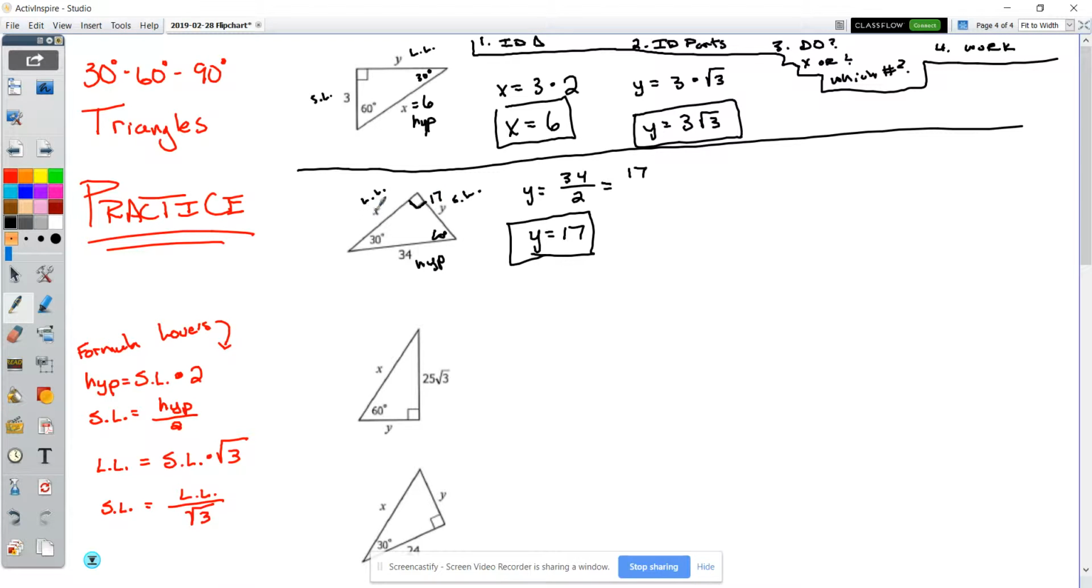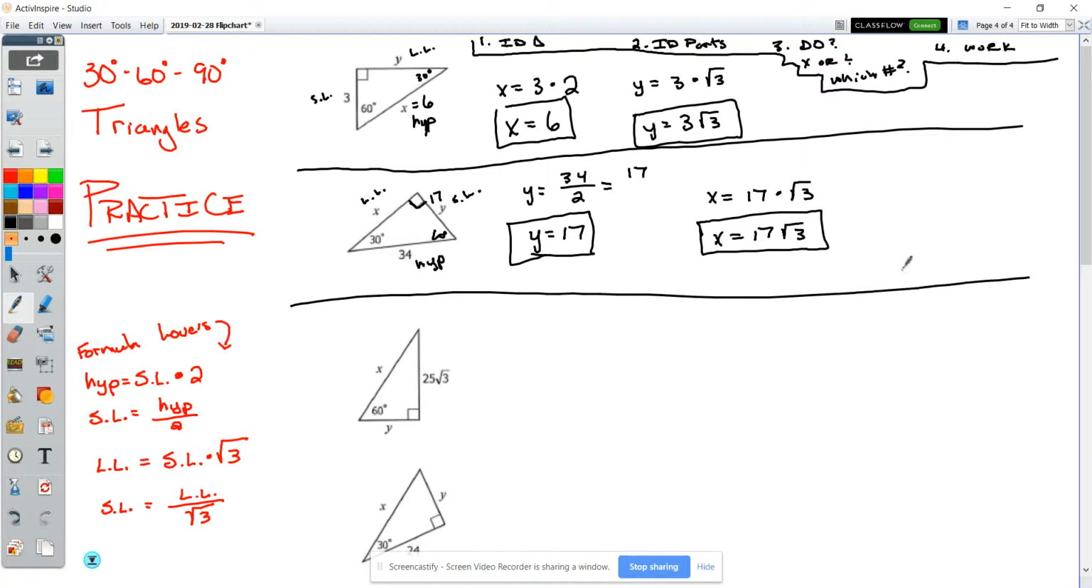Now I need to find the long leg. Like I said, I couldn't find the long leg based on the hypotenuse, but I can find the long leg based on the short leg. The long leg is square root of 3 times larger than the short leg. So to find the long leg, I'm going to take the short leg and multiply it by the square root of 3. So the long leg equals 17 square roots of 3.